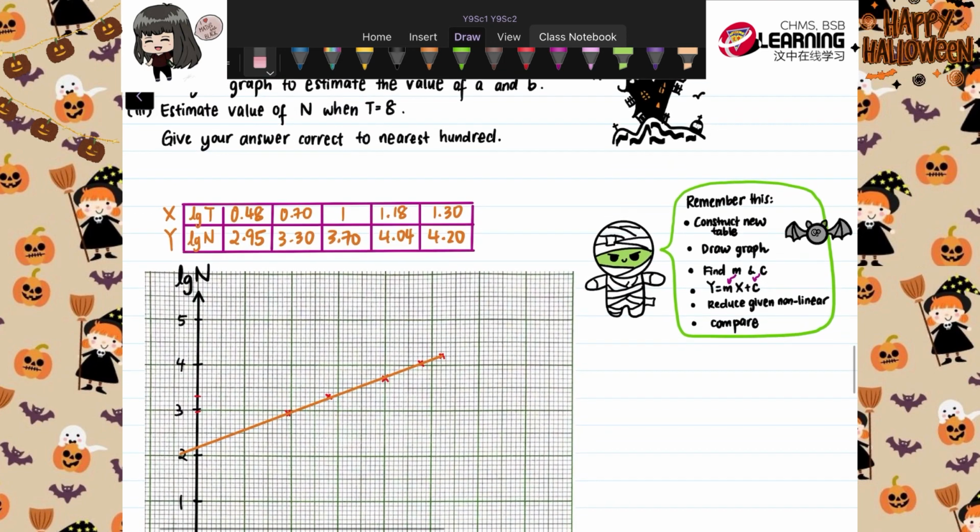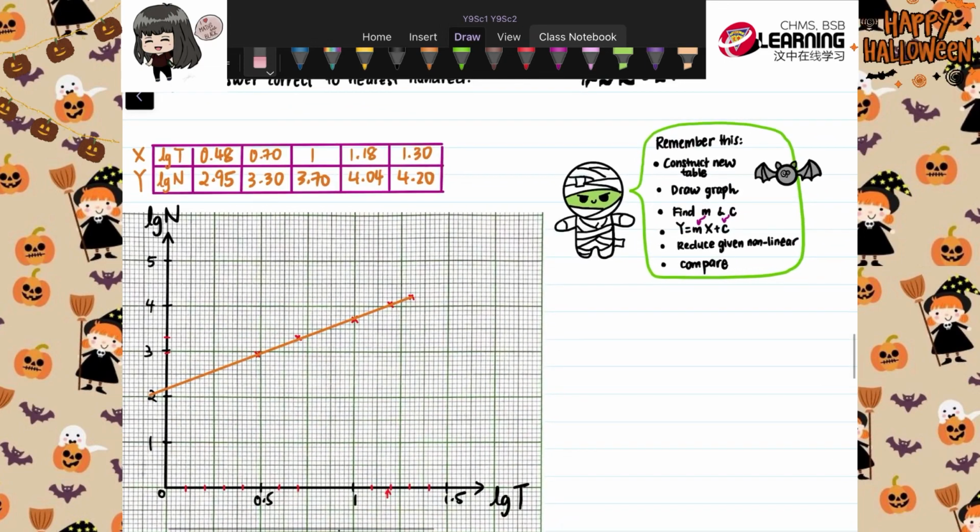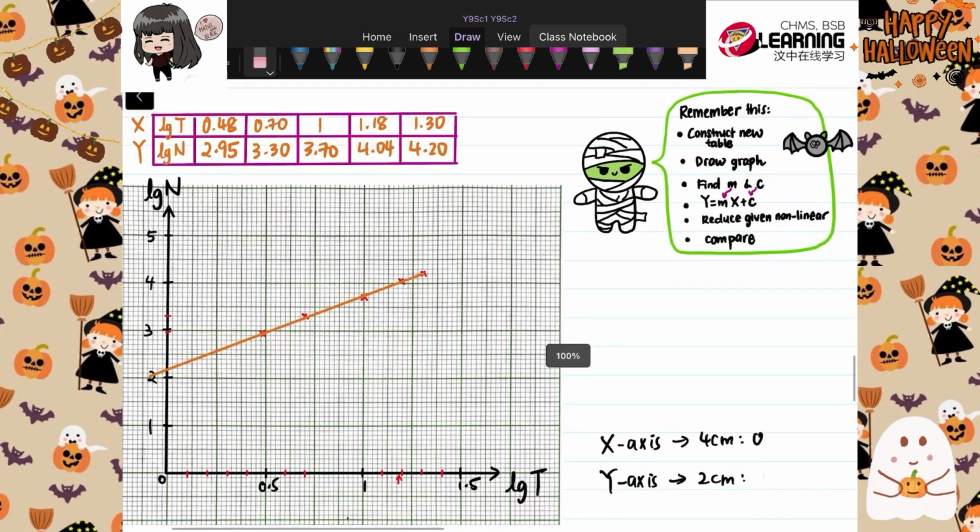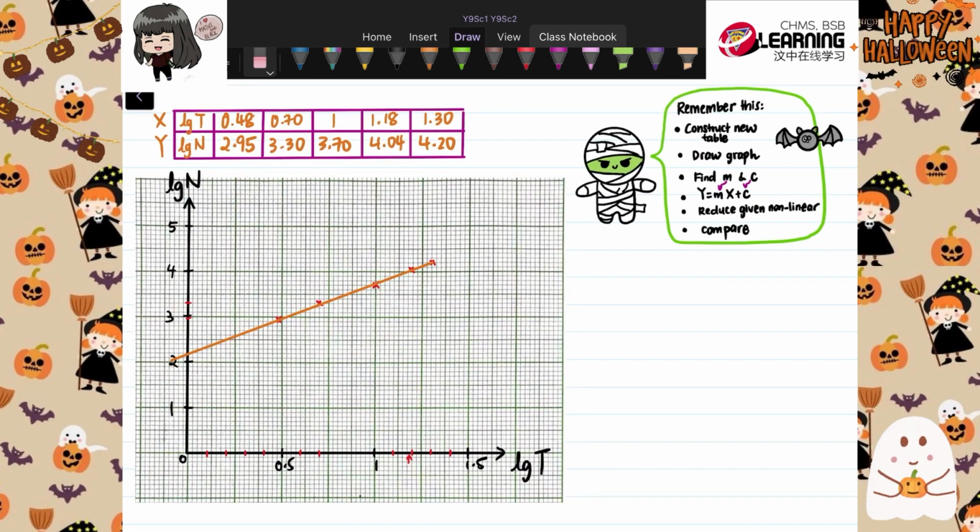Okay, so remember this. I recap again. First, you must construct a new table, and then second, you draw a graph. I've done steps 1 and 2, and then find the gradient and c. So I will find the gradient from the table here, because whatever you draw here is according to the table. So instead of picking 2 points from the line, you pick from the table. It's easier.